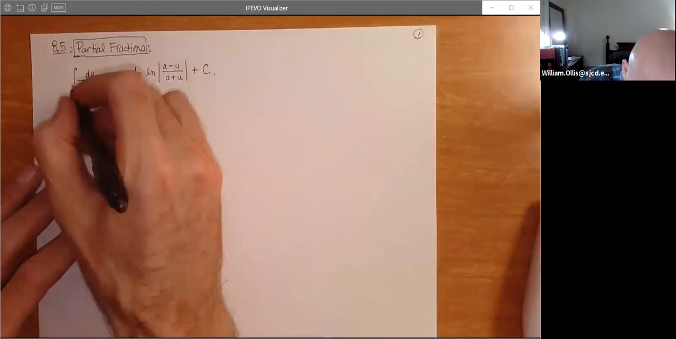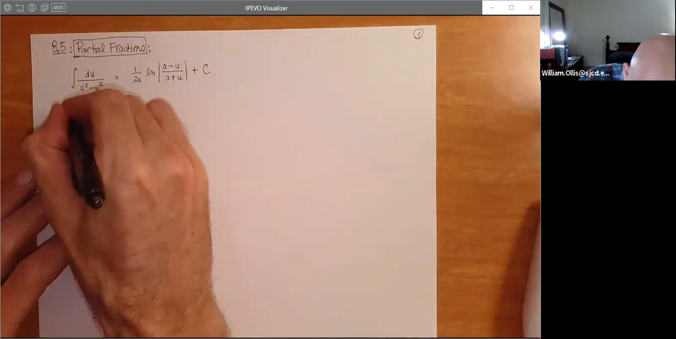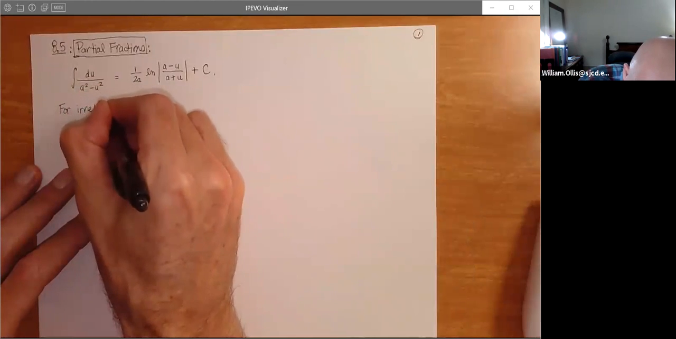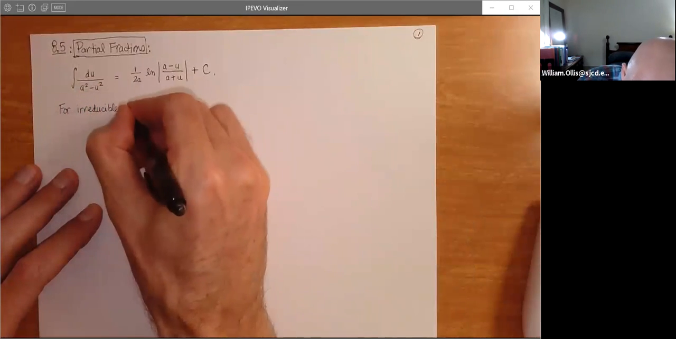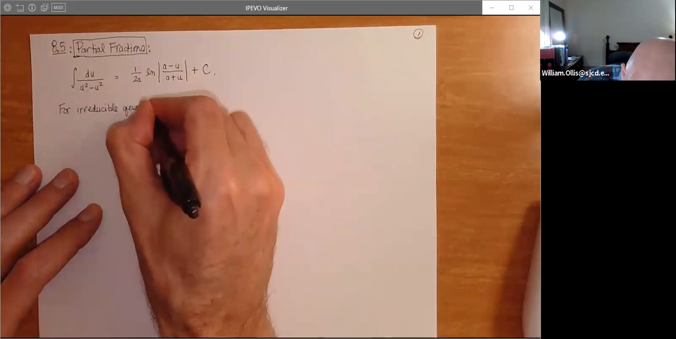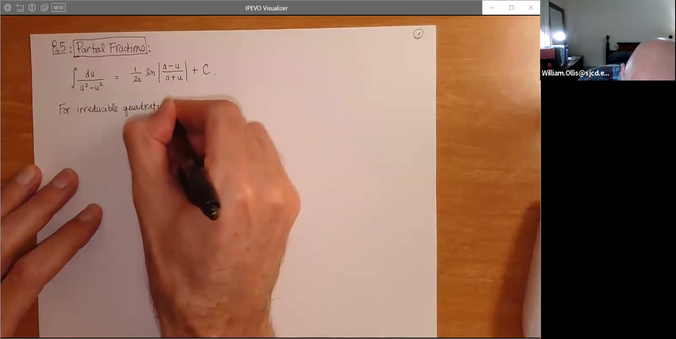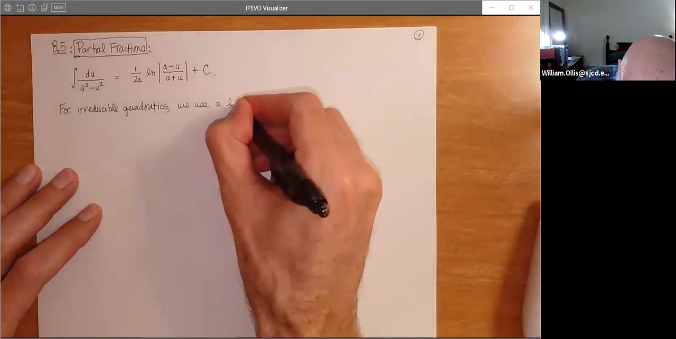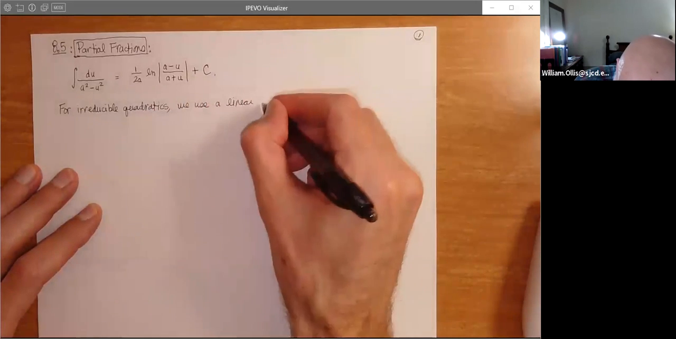So for instance, for irreducible quadratics, we use a linear numerator.